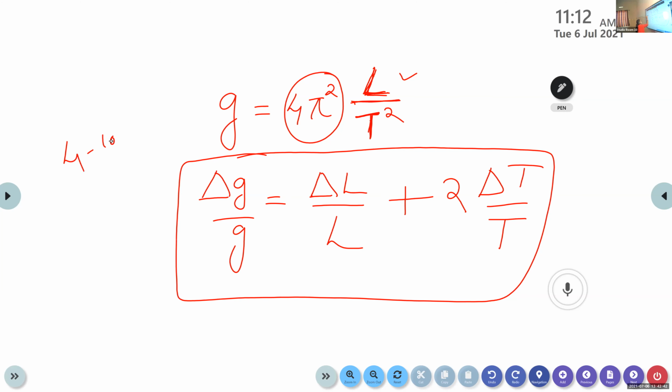4 is a constant. Similarly, pi is also a constant. It has a constant value of 3.14. So we don't need to bother about the error in those numbers, because the error occurs only in the measured values, measured physical quantities. So here 4 pi square is a constant, so we do not find the relative error there. We can represent it as delta G by G is equal to delta L by L plus 2 into delta T by T. Is it clear?